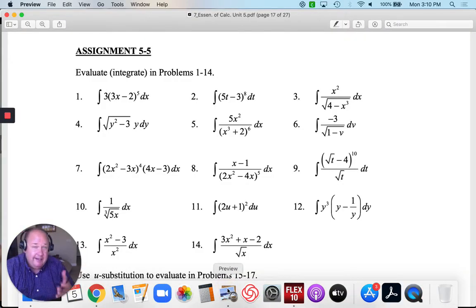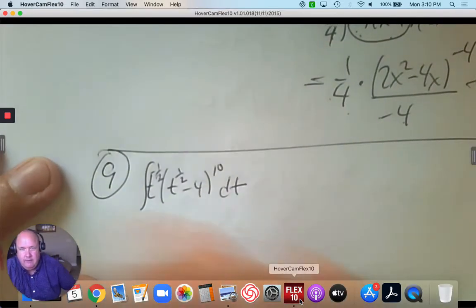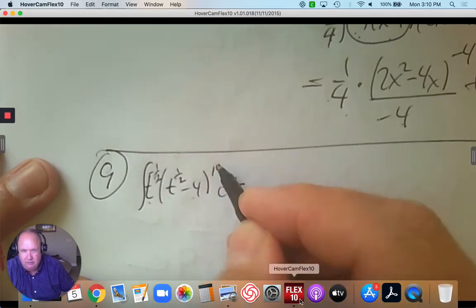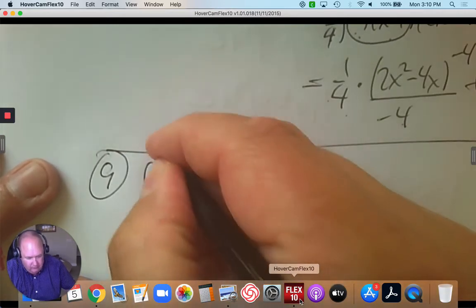All right, number 9, again, we're going to write calculus friendly here. So I'm going to write it as t to the exponent 1/2 minus 4 to the 10. And then in the denominator, I'm going to write that as t to the -1/2. So this is what it looks like. So t to the -1/2, t to the 1/2 subtract 4 to the 10. This is obviously u, this is u prime.